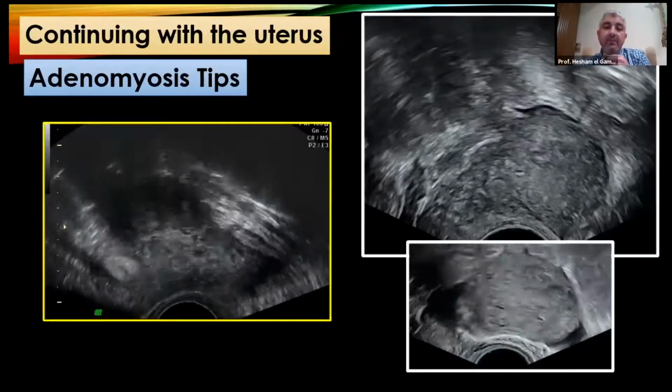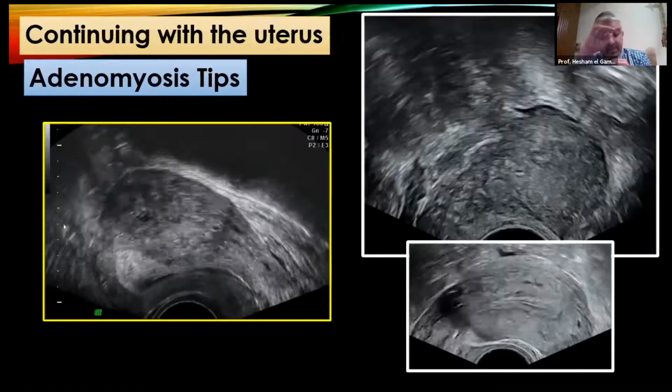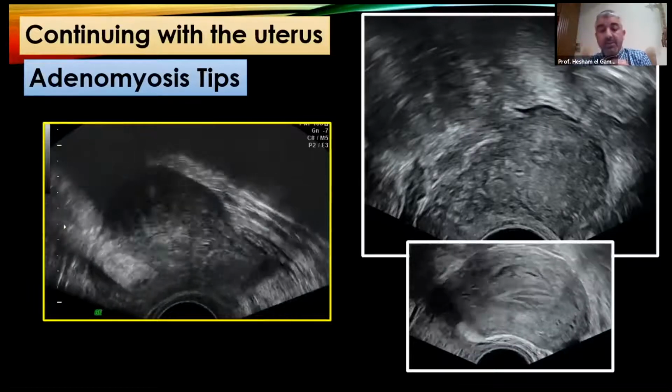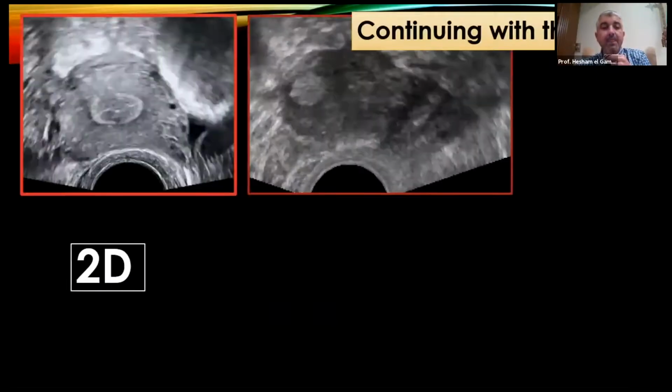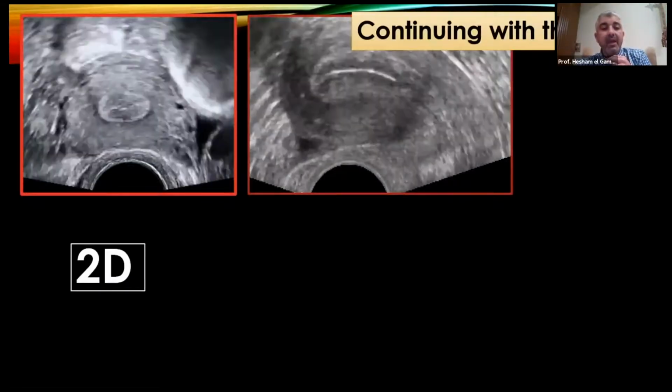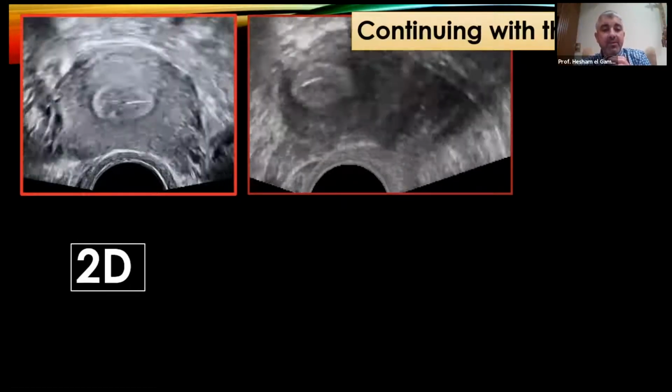So again, if you have asymmetrical enlargement, wait for uterine relaxation. It could be a uterine contraction. And with the fibroids, if you cannot measure them, it's probably an adenomyosis. Moving on to the shape of the cavity, you could imagine the shape of the cavity by moving from one side to the other.